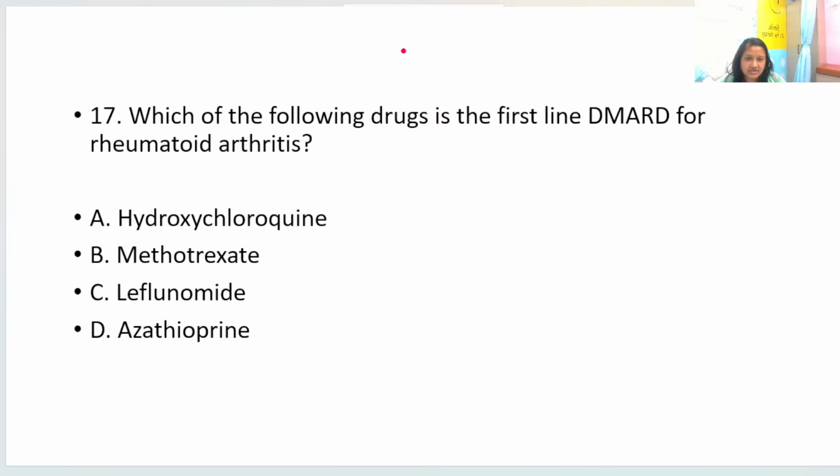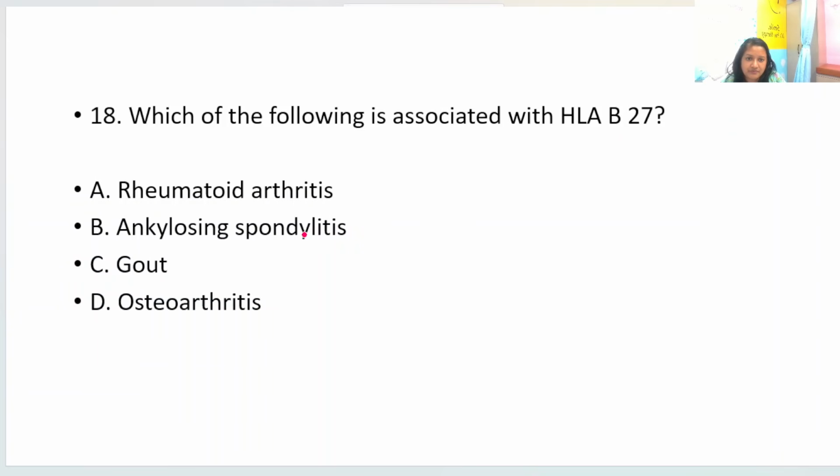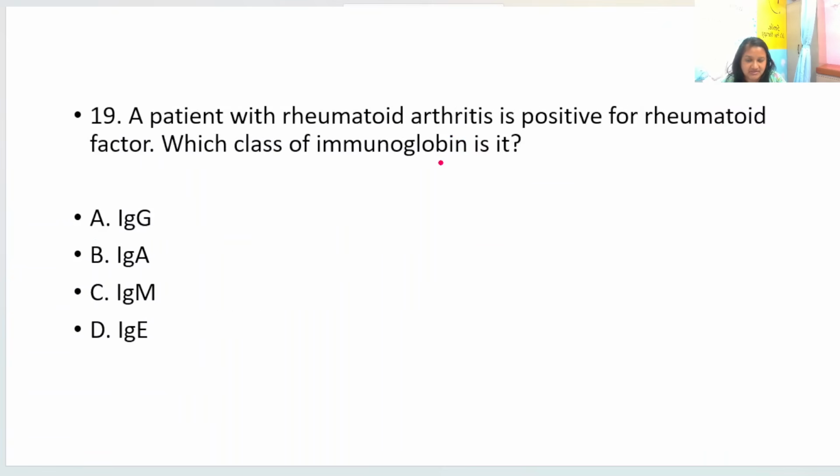Which of the following drugs is the first line DMARD for rheumatoid arthritis? For rheumatoid arthritis, the first line DMARD is methotrexate. Okay, hydroxychloroquine, this drug is for SLE. But methotrexate is the DMARD for rheumatoid arthritis. Which of the following is associated with HLA-B27? Your options are rheumatoid arthritis, ankylosing spondylitis, gout, and osteoarthritis. HLA-B27, you have to mark ankylosing spondylitis. 90% of patients with ankylosing spondylitis are HLA-B27 positive. But that doesn't mean that if you have this HLA-B27 type, you will certainly develop it. No, that is not what it means. But 90% of cases of AS can have positive HLA-B27 association.